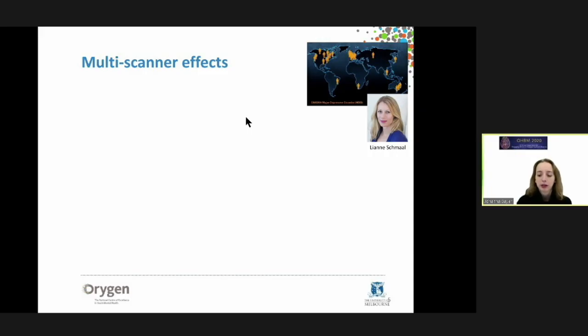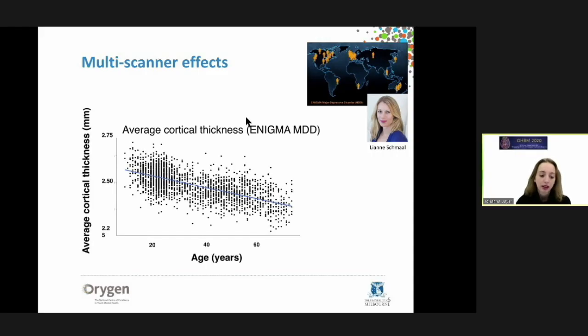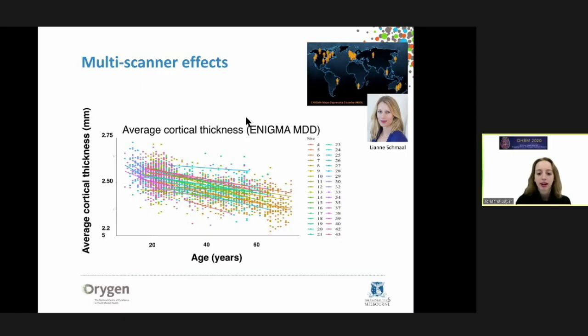I'm going to show you those effects in an example of the ENIGMA MDD consortium, which is led by Lianne Schmaal. So what you see here is average cortical thickness derived from FreeSurfer of a population of 4,500 individuals mapped onto their age. You see that in general, average cortical thickness decreases with age, which is also confirmed by the literature. However, if you color the data based on where it was recorded or where it was collected, you see that there are actually huge site differences in the data.